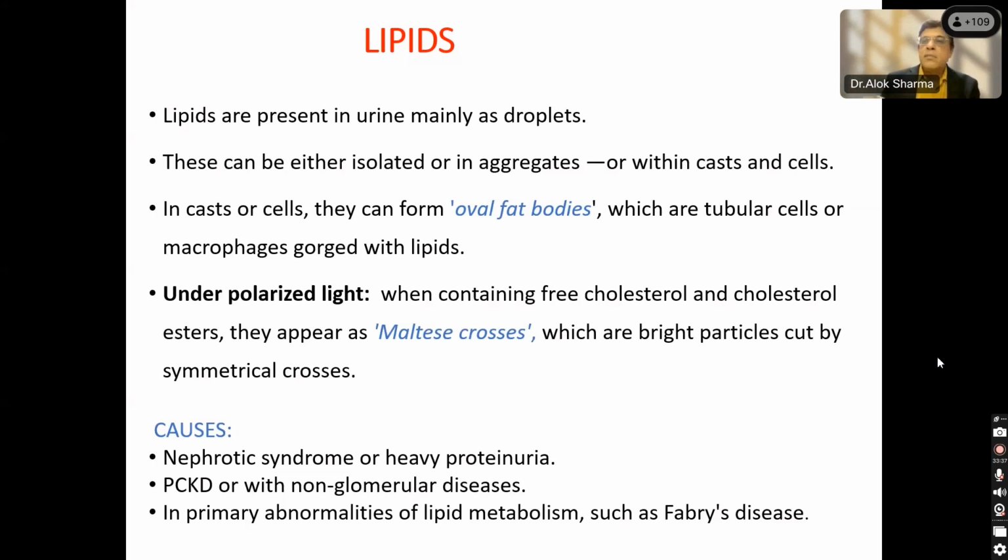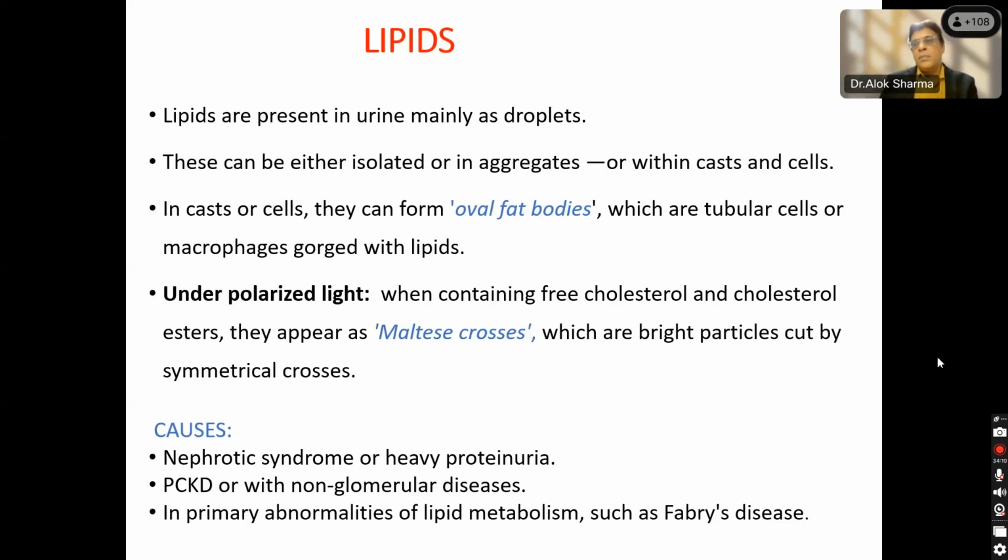And lipids are in the cytoplasm of the cells. Because the lipids are so much in amount and they form aggregates, they start appearing as oval fat bodies. When you want to identify these oval fat bodies, a very good examination is doing it under polarized light. When you see them under polarized light, they appear as nice Maltese crosses. These are Maltese crosses which are seen. So the oval fat bodies appear as Maltese crosses in polarized light.